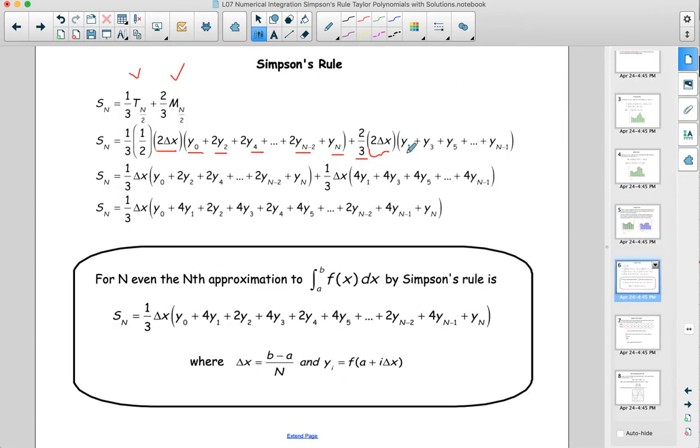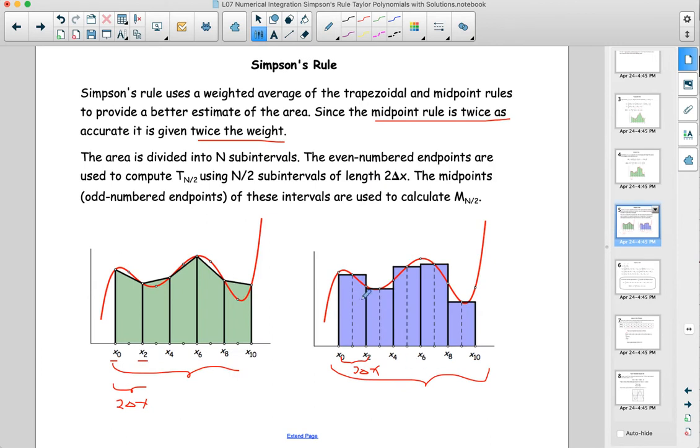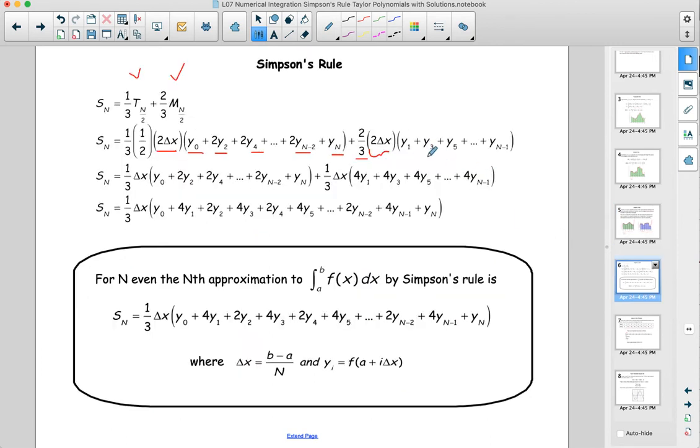And then the heights were based on the midpoints, and I said the midpoints would occur at the odd markings. So that's going to give you y1, y3, y5, all the way out to yn minus 1. 2 times 2 is 4, multiplying all of the pieces in here by 4, leaving the 1/3 out in front. 1/2 times 2 is just 1, so I'm going to leave that with delta x. So I've got a third delta x in front of each of these. That allows me to factor out the third delta x, and then watch what happens.